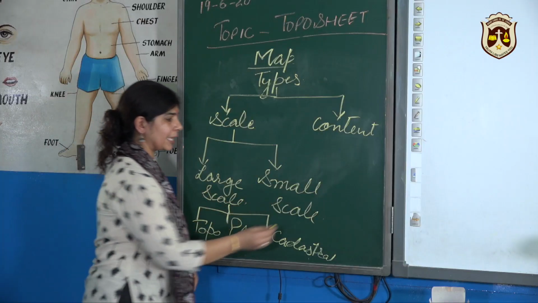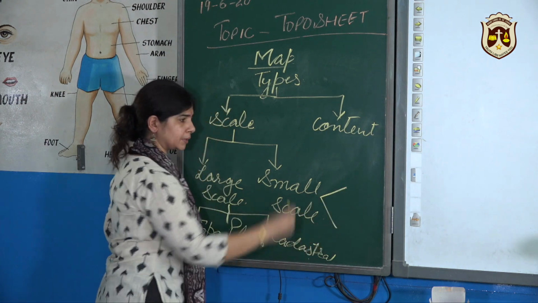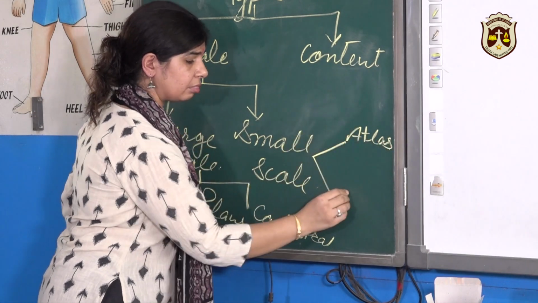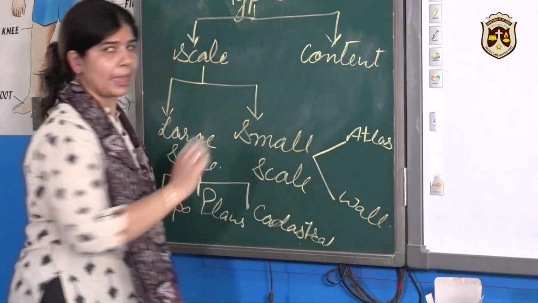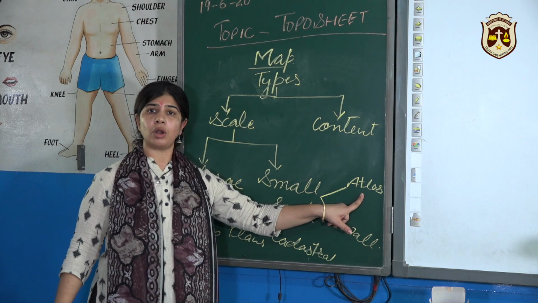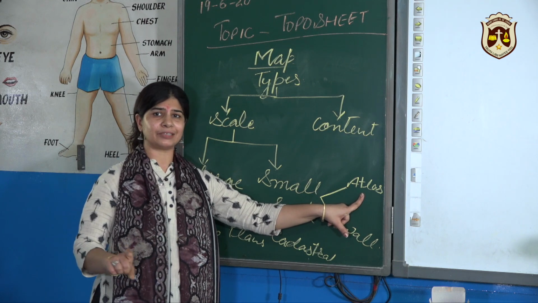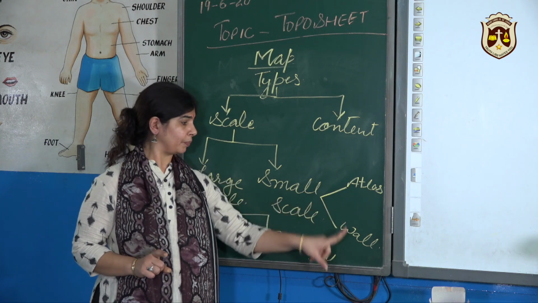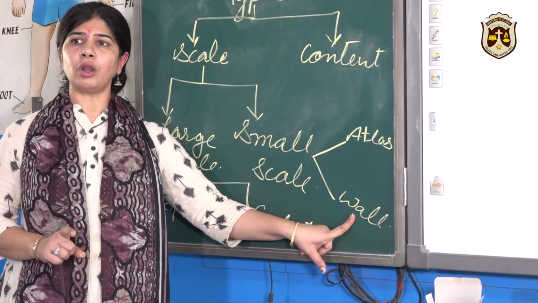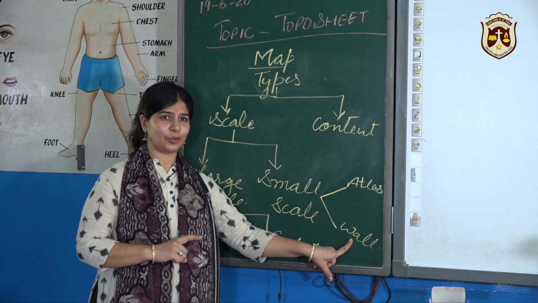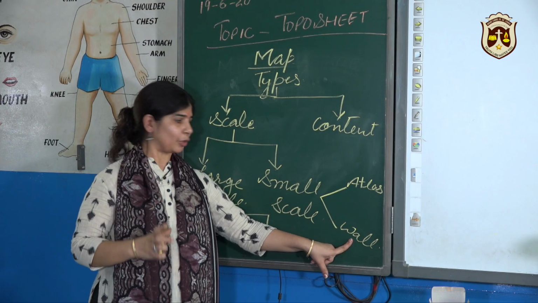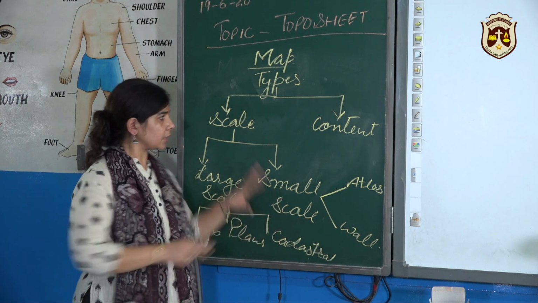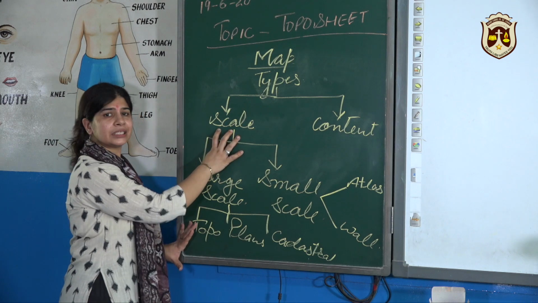Now what about small scale maps? Again two types: one is the atlas and the second is wall maps. An atlas is called a book of maps. Everyone has an atlas from 6th standard to 10th standard. I think you have one also. And wall maps: these wall maps are in the library of our school, so we can check. I will show you afterward. These wall maps are also small scale maps. So this is all on the basis of scale.